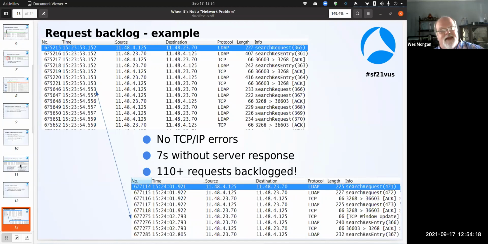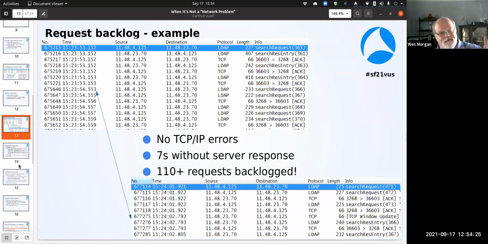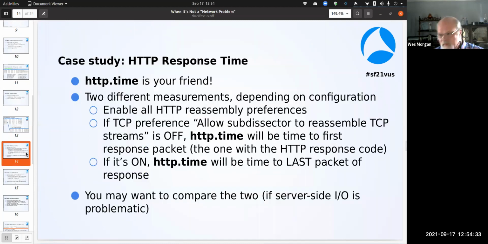But this is the sort of thing, and again, the common thread here, there are no network layer errors. This is all processing time and dead air. It's almost like we're looking for what isn't there. Which brings us to HTTP response time.